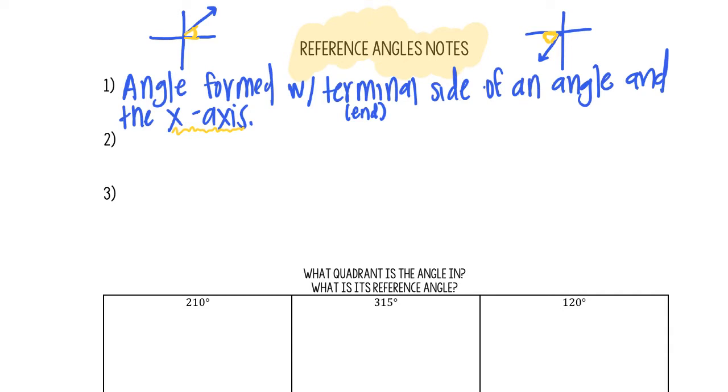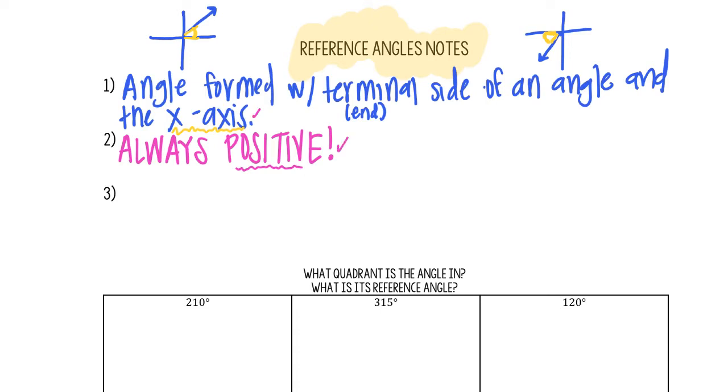Another thing you need to know about reference angles is that the reference angle is always positive. So you'll see today that even though we might be given an angle that is initially negative, when we find the reference angle it will always be positive. So it's always formed with the x-axis, and it is always positive.